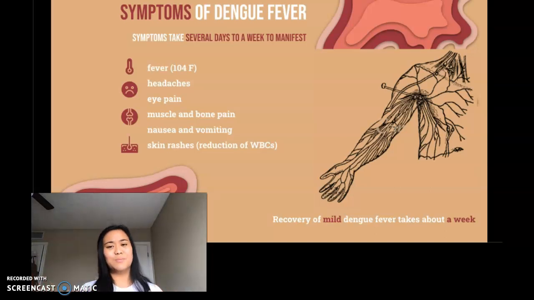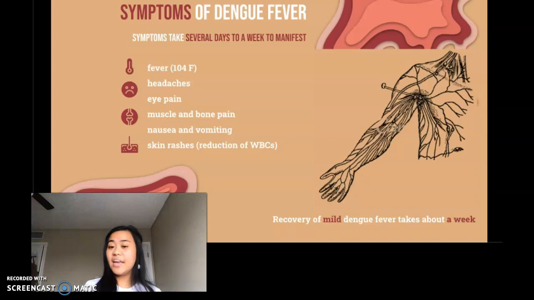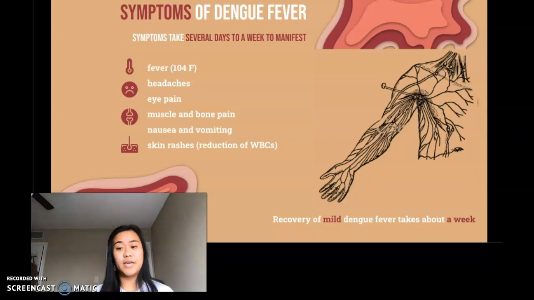But back to symptoms. Some of the symptoms of the mild form of dengue fever are a heavy fever, so a 104-degree fever. You get headaches, eye pain, even muscle and bone pain, which is why it's called breakbone fever. You also get nausea and vomiting, and even some skin rashes as well. And that's due to the reduction of white blood cells. Recovery from mild dengue fever usually takes about a week, thankfully.